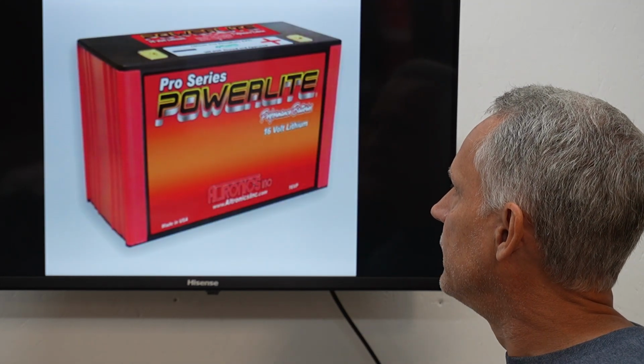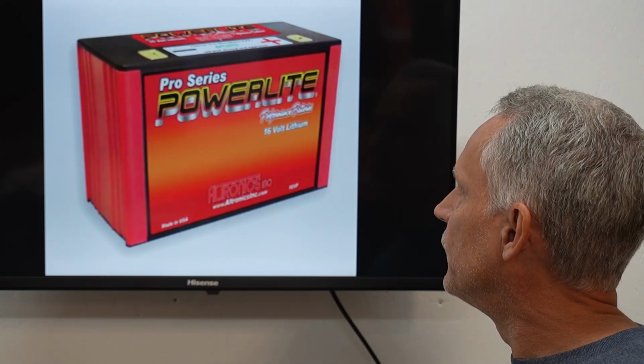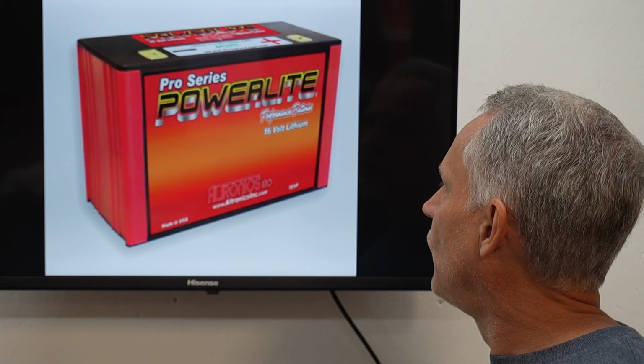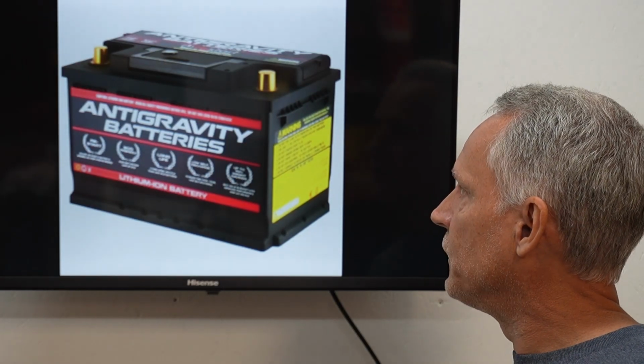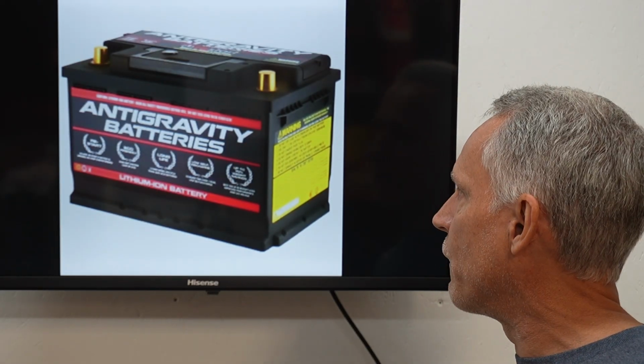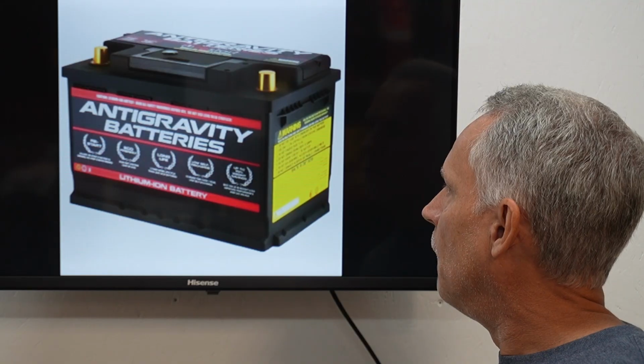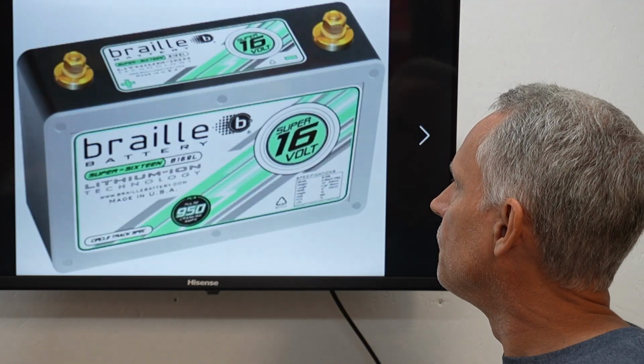Okay, this is a PowerLight made by Altronics. It's made in USA. This does have an internal battery management system. Antigravity batteries, as far as I know, they all have internal battery management systems, I believe. Like I said, just a different manufacturer.